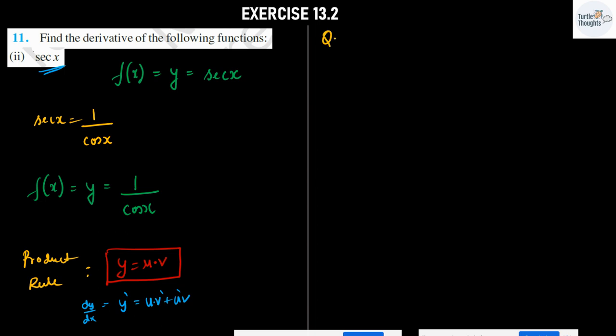Similarly, we have quotient rule also. What does a quotient rule say? If I have y is equal to u divided by v, then the differential of y with respect to x.